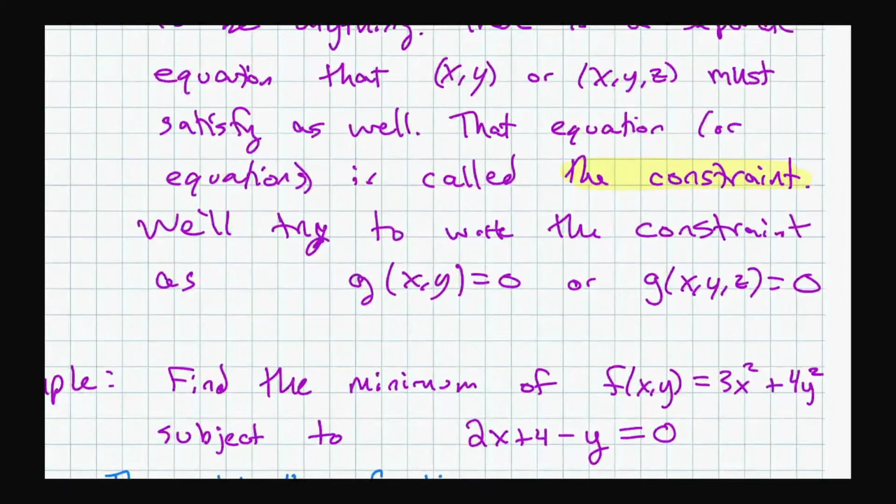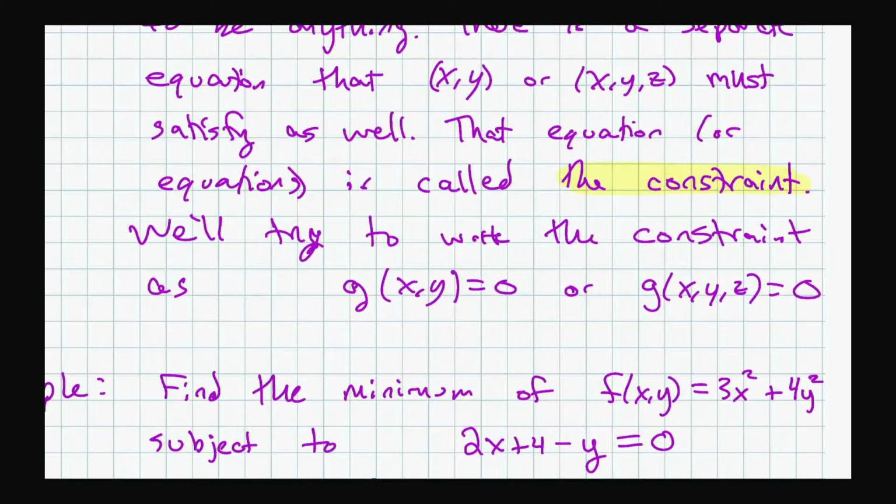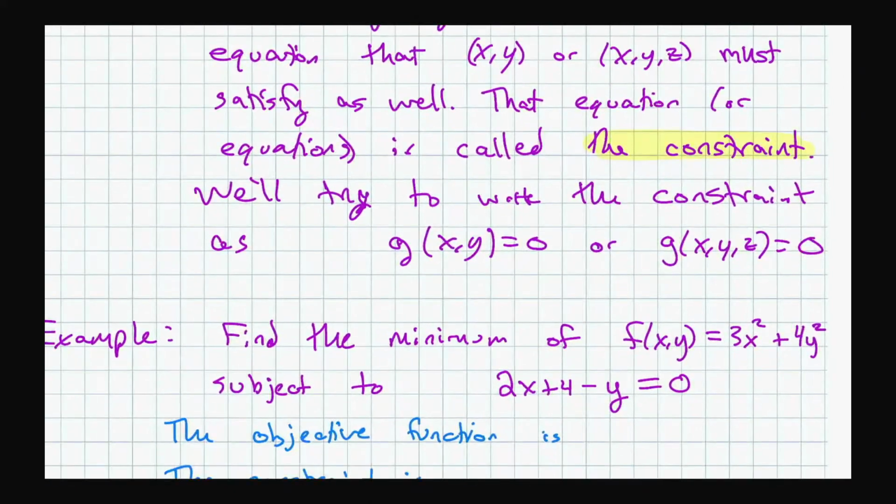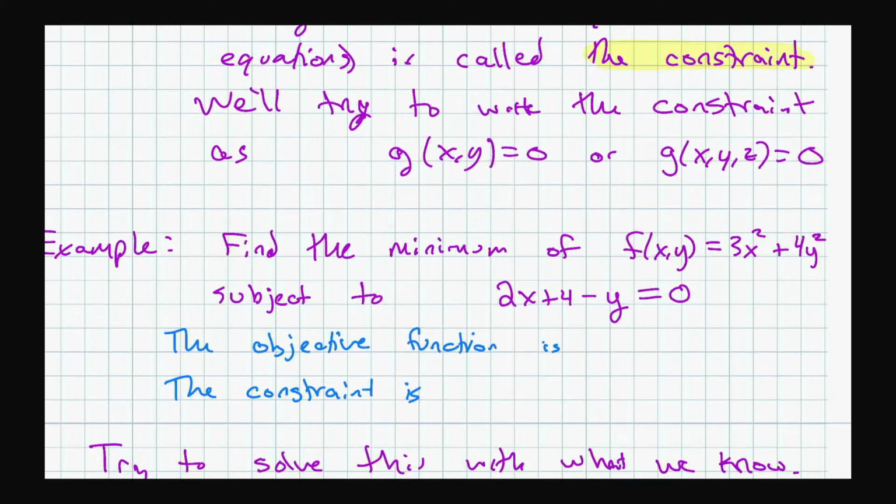And then we'll learn what Lagrange multipliers are. So here's an example of what one of these problems might look like. Find the minimum of f of x, y equals 3x squared plus 4y squared. So that's a function. And then they say subject to, and then they have another equation.